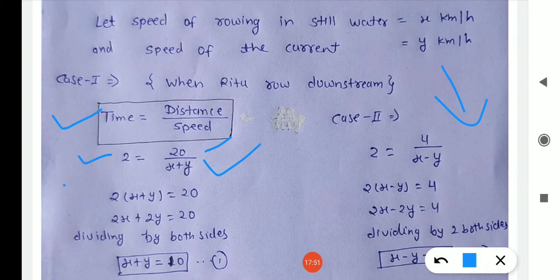Okay, now we cross multiply: 2(x plus y) equals 20. So it becomes 2x plus 2y equals 20. Now we divide both sides by 2, and it becomes x plus y equals 10.